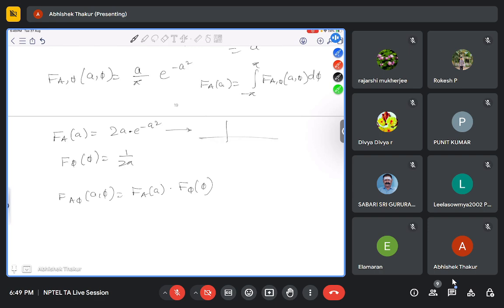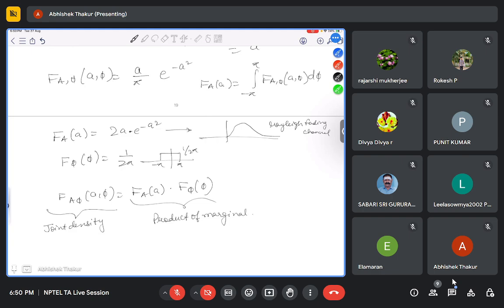The graph for this will be like this. So this is the Rayleigh fading channel, and this is constant over minus pi to pi, and the value will be 1 by 2 pi. So this is our joint density, and this is the product of the marginal densities.